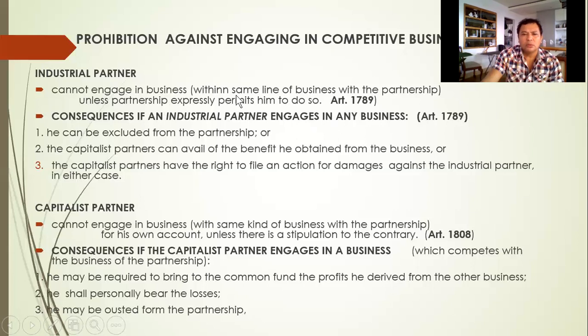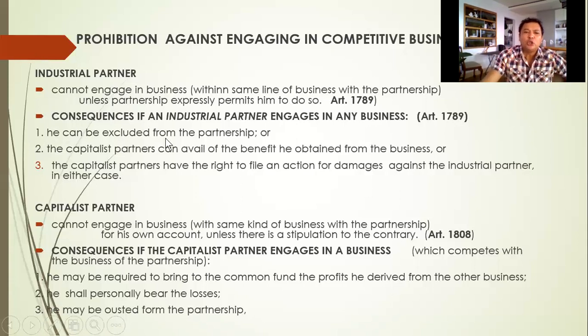It's not properly stated here. So actually the prohibition of an industrial partner is an absolute prohibition, meaning he cannot engage in business whether in the same line or in a different line of business than that of the partnership. So it's a total or absolute prohibition. Of course there is an exception if the partners would allow.